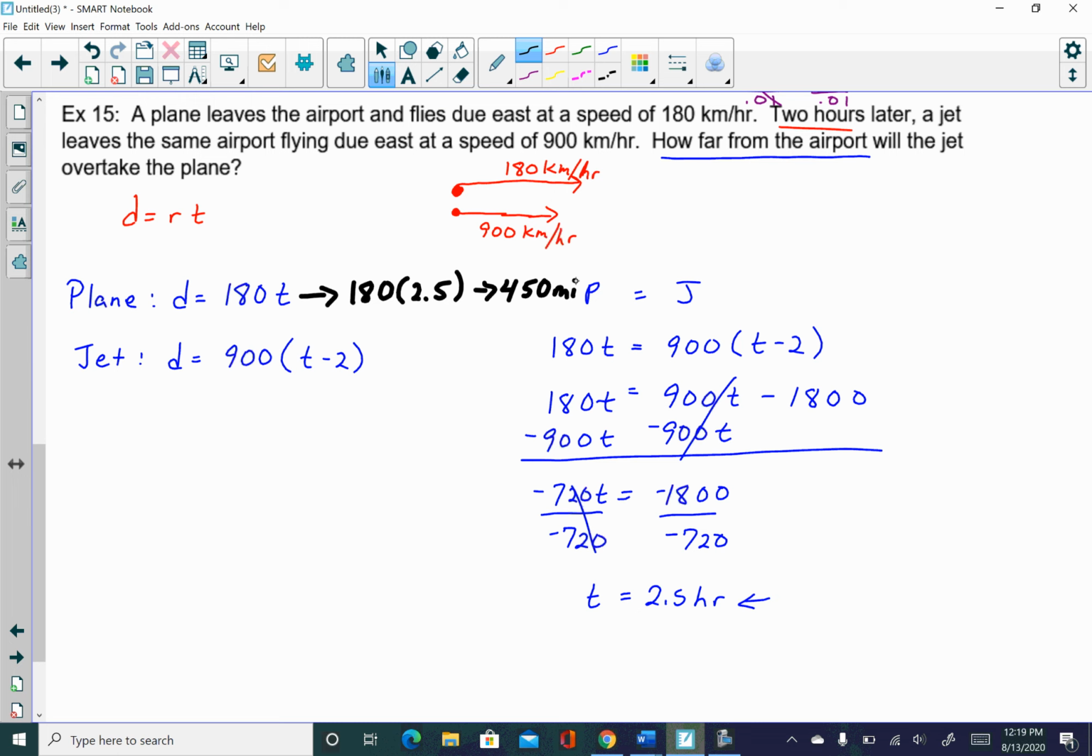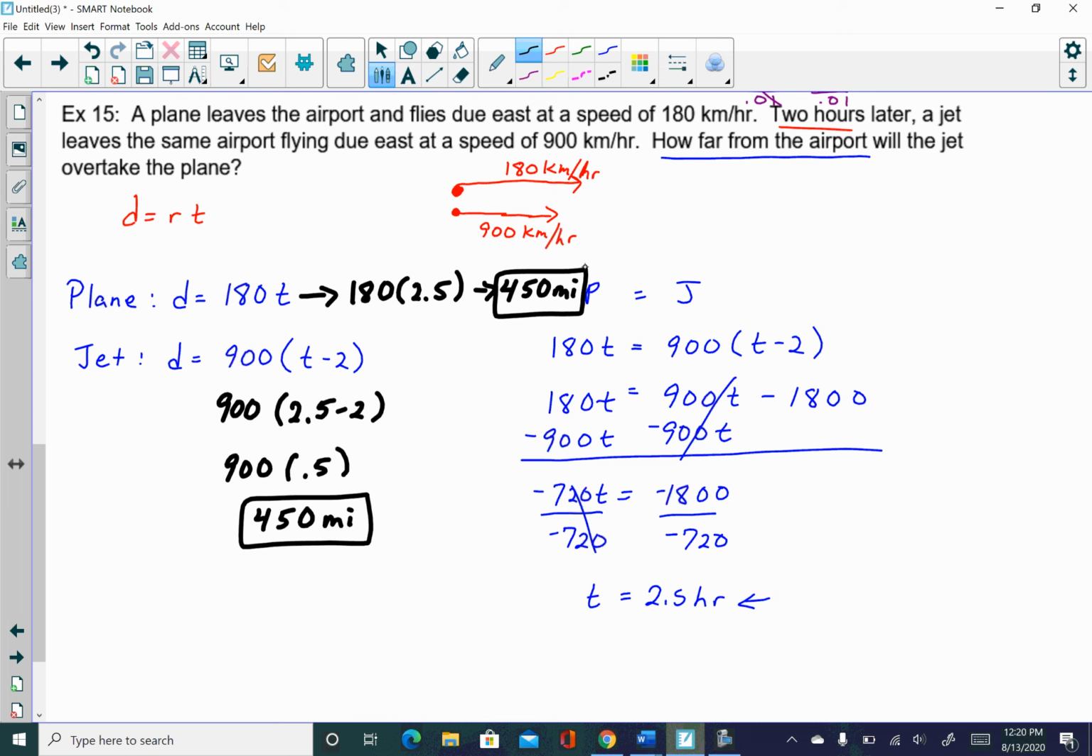And you could plug it into either one you wanted to. If you wanted to come down here and plug in 2.5 down here, 2.5 minus 2, excuse me, is 0.5. Half of 900 is also 450. So you're going to get 450 miles either way you do it, okay? So in 2.5 hours, they would have traveled 450 miles and they would have overtaken one another, okay?